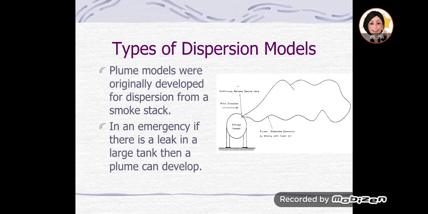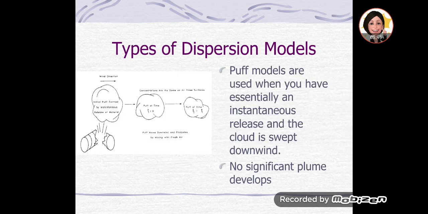There are two main types of dispersion models. Well, you would have seen it as well. One is plume models, where you see a dispersion from a smokestack. It is long and continuous. Then there are also puff models, where it releases in clouds.